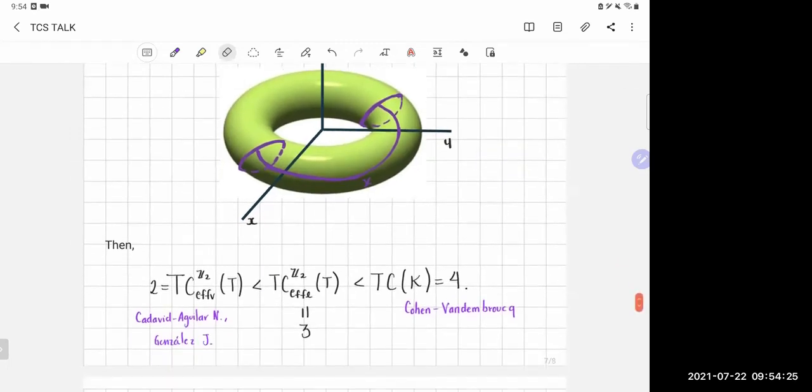So again, we know that the effective TC of the torus, according to Natalia Aguilar and Jesus Gonzalez, equals 2. The effectual TC of the torus equals 3, and the topological complexity of the Klein bottle equals 4. So we have here additional information.